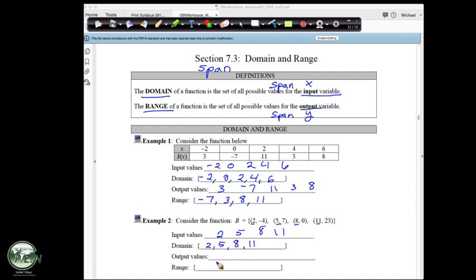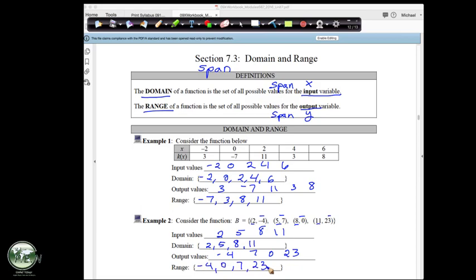Okay. Do the same thing with the output values. -4, 7, 0, and 23. They're all different. I could just sort of write them down here. And again, when I go to write them in this sort of formal range thing, I try to get them in order if I can. Again, it's not a big deal, but it should be -4, 0, then the 7, and then the 23.